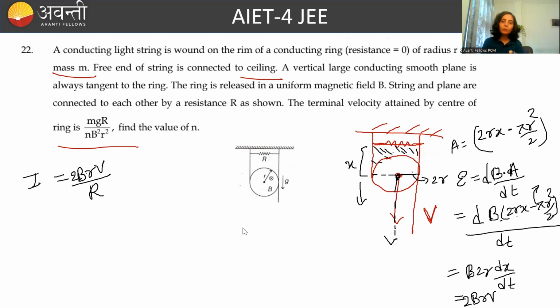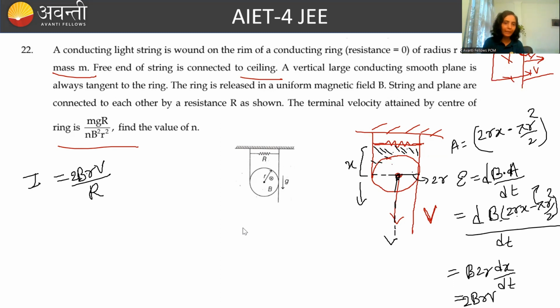Okay? And because of the flow of current, what is going to happen? As you studied for a straight wire, if there is a straight wire like this moving with velocity v in an inward or outward magnetic field, current will be generated, and because of that current flow, a force will act on this rod that will try to stop it.